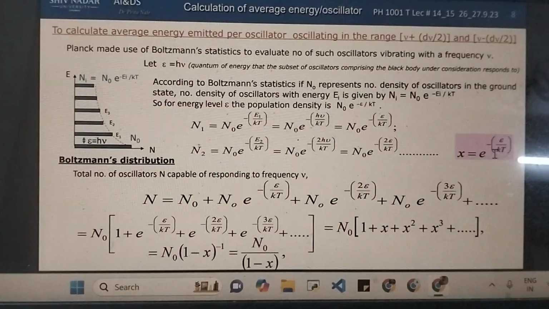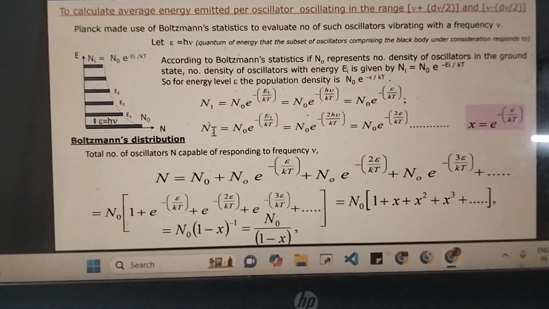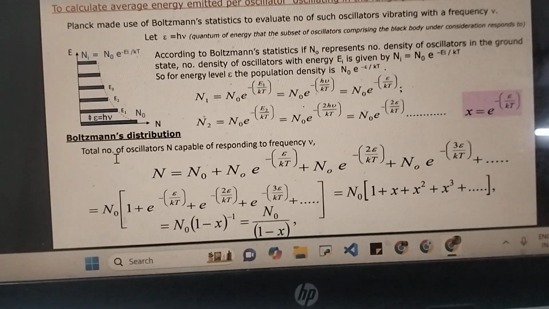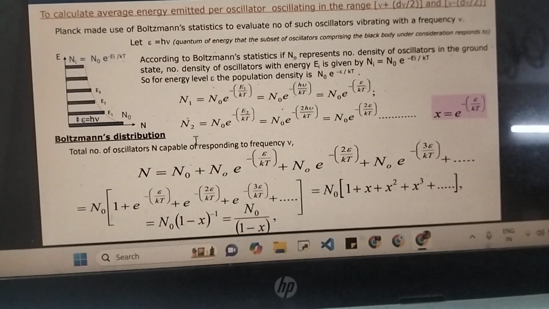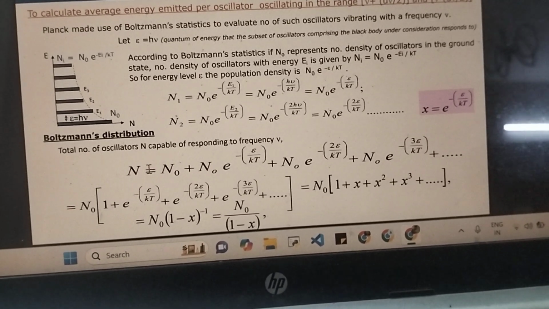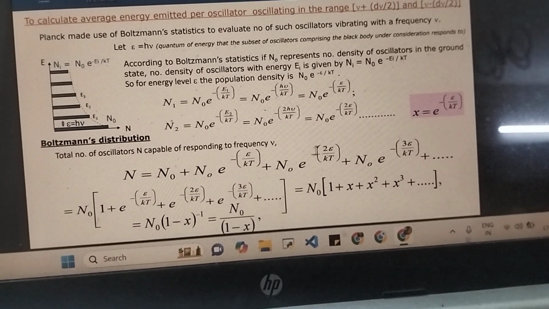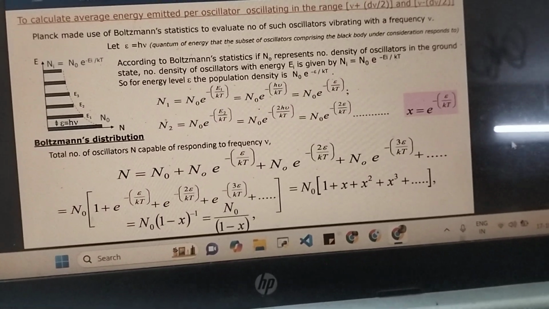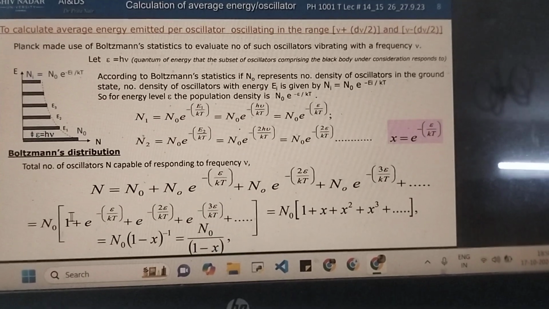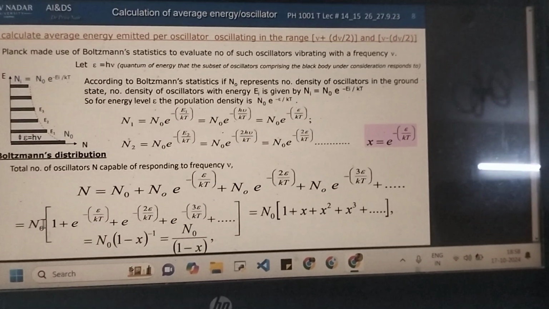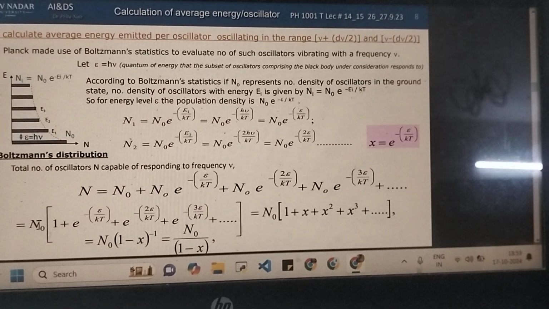So now we have the expression for the number of atoms in each individual level. To find the total number of atoms or oscillators, we are going to sum everything up: n0 plus n1 plus n2, and so on, which is n0 plus n0 e^(-epsilon/kT) plus n0 e^(-2 epsilon/kT) plus n0 e^(-3 epsilon/kT), and so on. It goes on infinitely because the number of energy levels is infinite. So we take n0 out as a common term, and we get n0 into 1 plus this entire term.